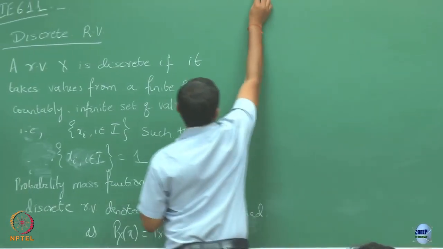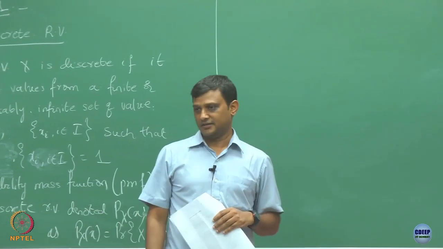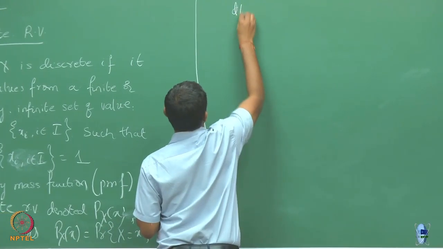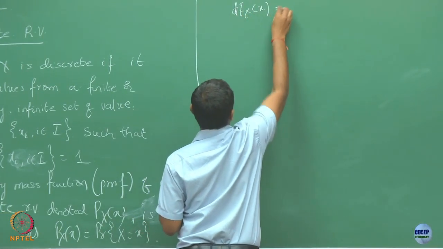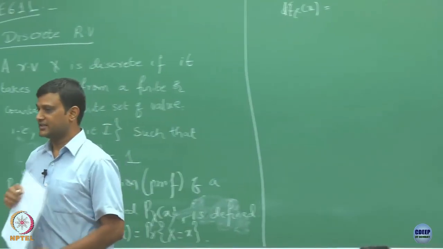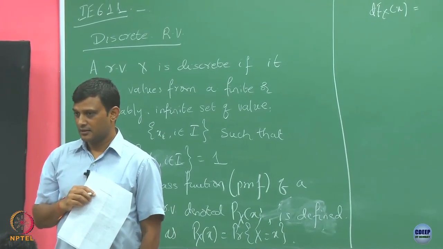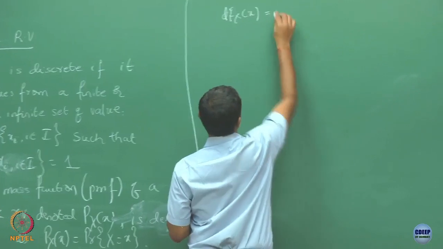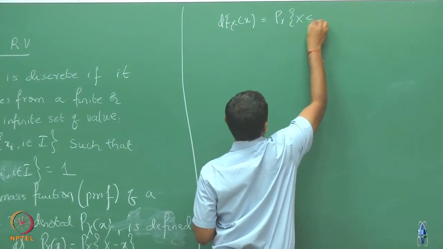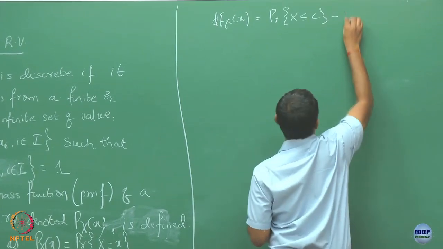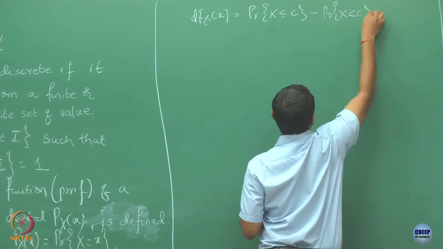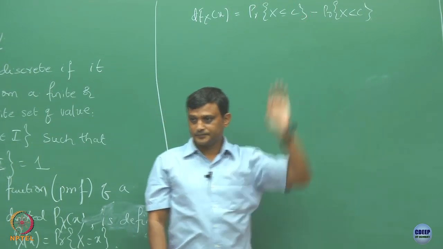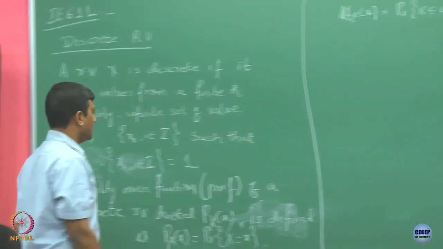So is there a relation between this probability mass function and the CDF then? So we have defined something called d of f of x, right? We defined it in the last class. What did this say? So this was like, we just said that this is nothing but the probability that x is less than or equal to c minus the probability that x is less than c. We also defined what we mean by the probability that x is strictly less than c, right?